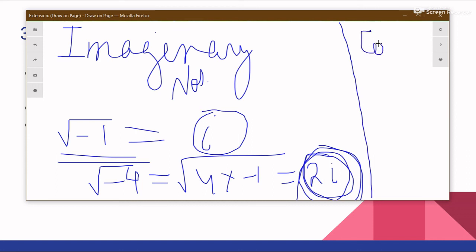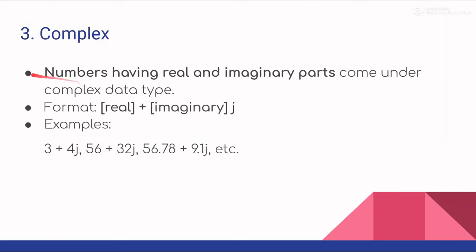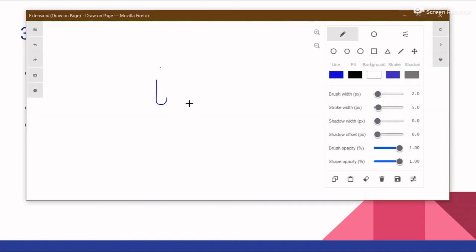Now what is complex, right? That's what we have to understand. The complex number is nothing but the combination of real and imaginary, right? So now let's see over here. Numbers having real and imaginary parts come under the complex data type. In maths we use i, but in Python we use j for representing imaginary numbers.